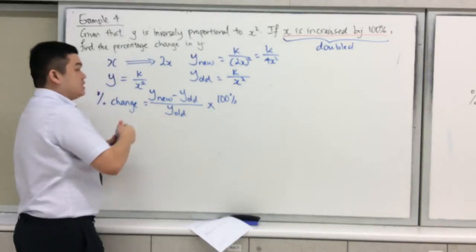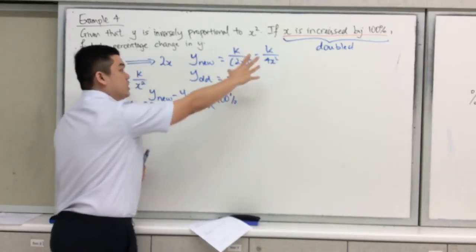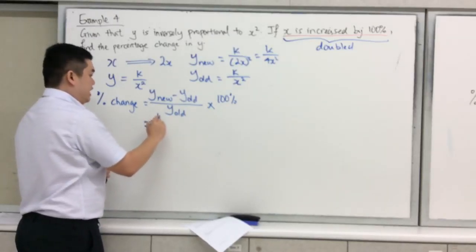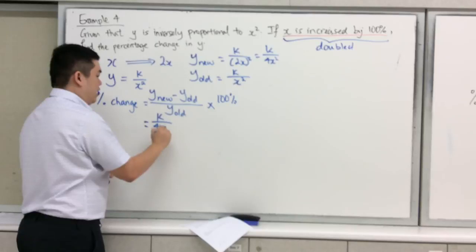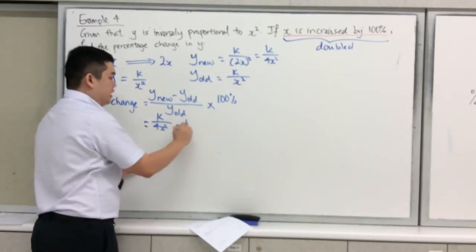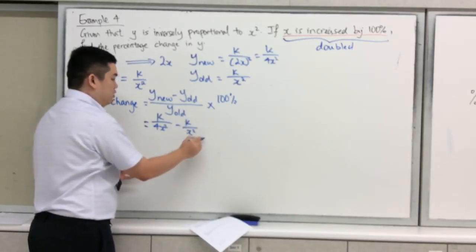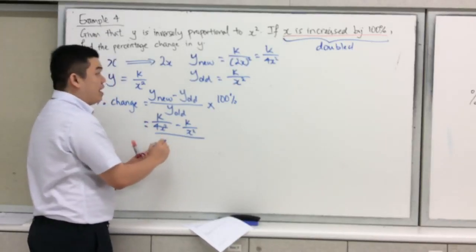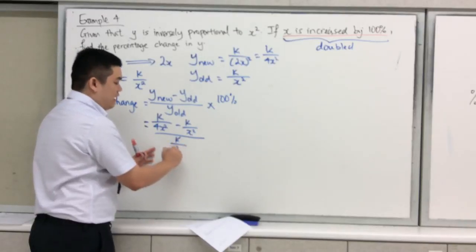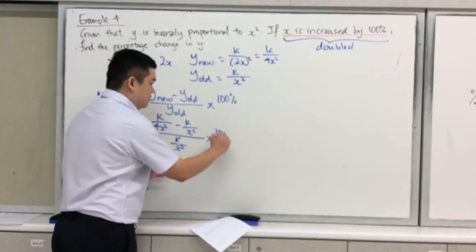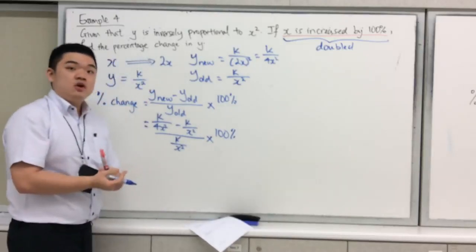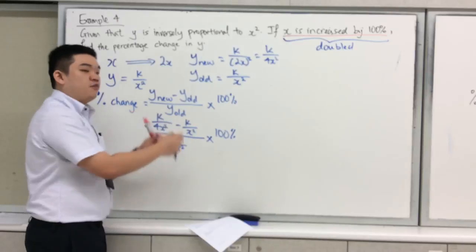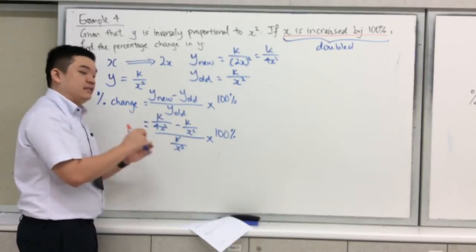So now we know this information and this information. We just replace it in our formula. Y new is actually k over 4x squared. Our y original is actually k over x squared. Now we have a fraction in a fraction, so you have to be careful. Your y original is actually k over x squared times 100. Alright, now we have this case, numerator. When we have a fraction minus a fraction, the first thing that you have to do is to make the denominator the same.